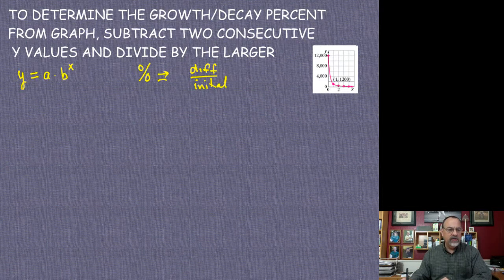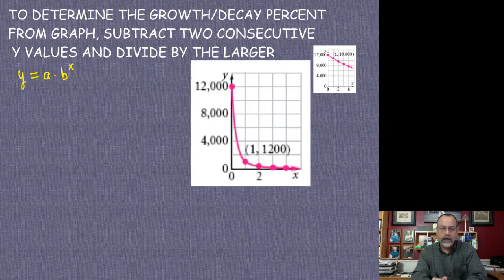Alright, so let's take a look at an example or two. So in our first example here, we have the graph of an exponential decay. I know it's a decay because I can see that the values are going down as we move from left to right. So this is a decay, so that tells me my b value should be between 0 and 1. So we'll keep that in mind moving forward.